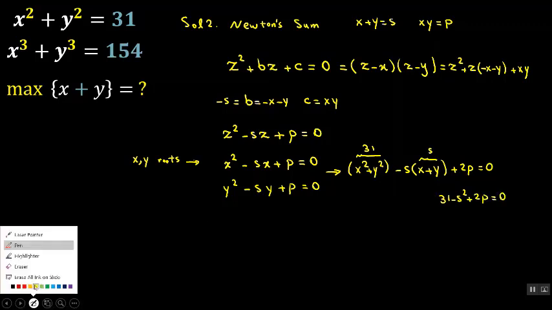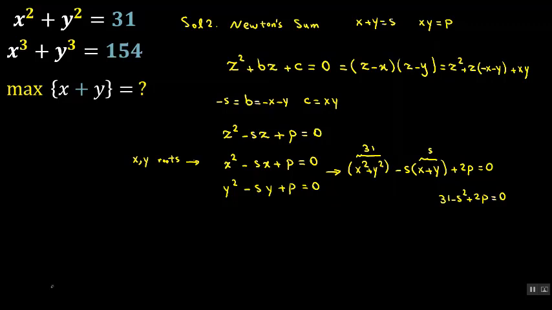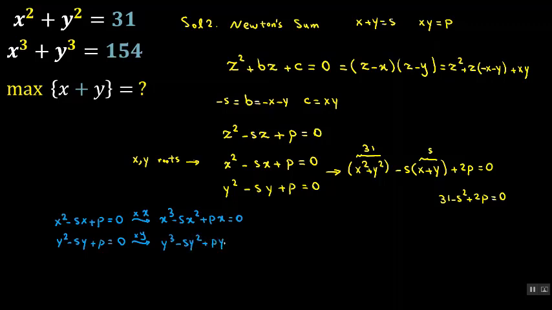Now, for the next step, I try to multiply each of them. Let me write again these two equations, x squared minus sx plus p equal to 0, and y squared minus sy plus p equal to 0. I've used x squared, y squared. Now I want to use x cubed, y cubed. So can you guess I should multiply the first one by what? Exactly, by x. And the second one by what to reach y cubed? Exactly, y. So you can say x cubed minus sx squared plus px equal to 0. And the next one will be y cubed minus sy squared plus py equal to 0.